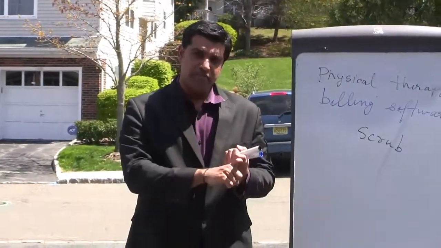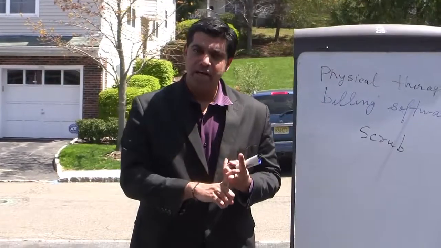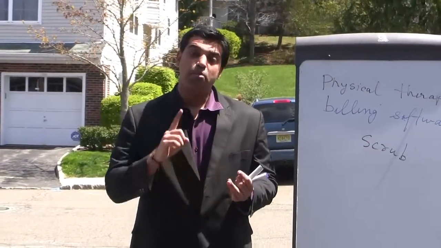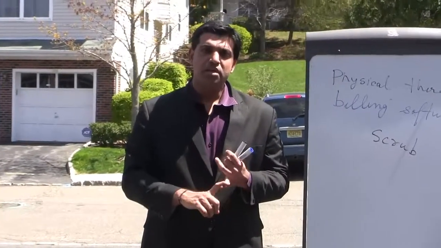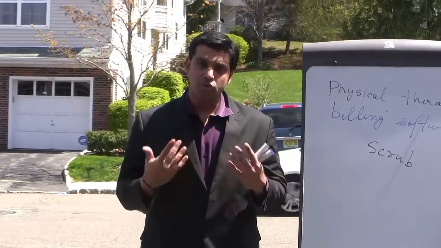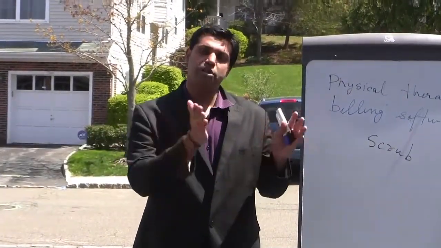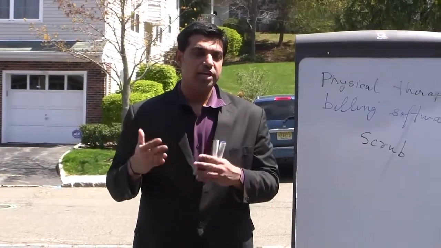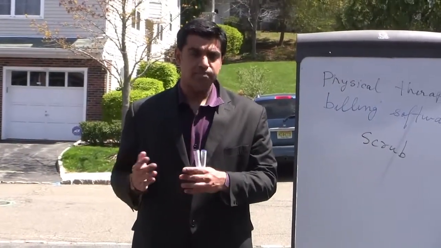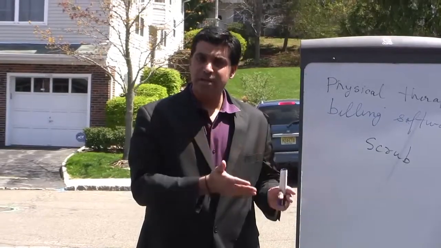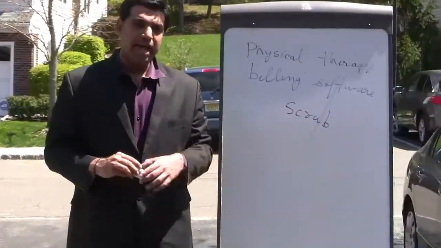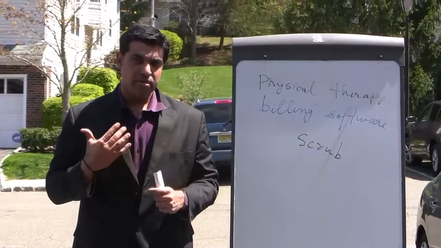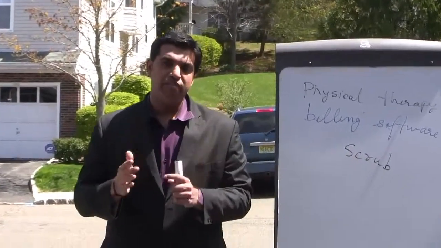We're talking modifier 59, the KX modifier if it's applicable. We're talking about the functional limitation G codes, PQRS measures, and any other modifiers that are associated. For example, the functional limitation G codes are associated with severity modifiers. Certain PQRS measures are associated with modifiers. So the claim scrubbing actually checks the claim to see if any modifiers are necessary.